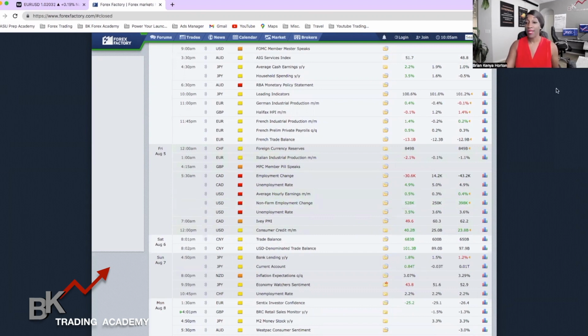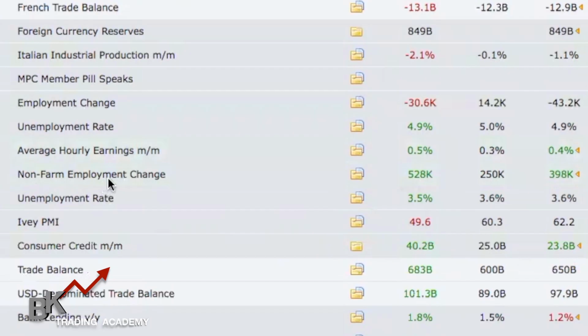Now you're going to notice that there's three numbers here. So look here, when we scroll over to the right, there is a number that says 528. So that's the actual number that was reported. 250K was the number that was the forecast. So that's what people thought the number of jobs would be for that report. And then previous is the previous number, so the previous month and what that report released.